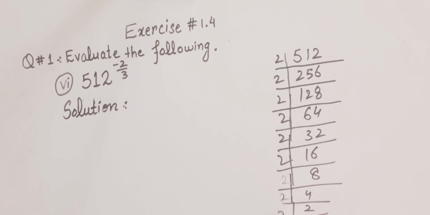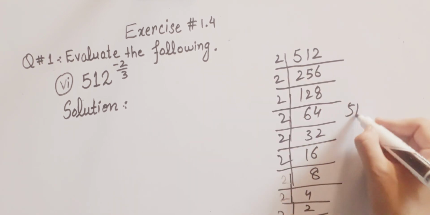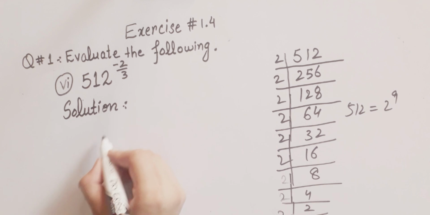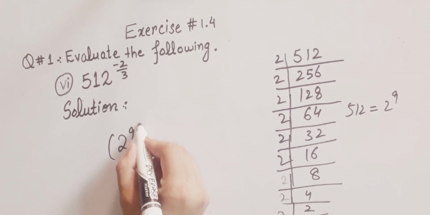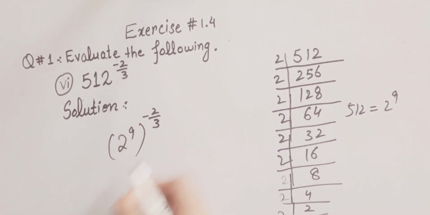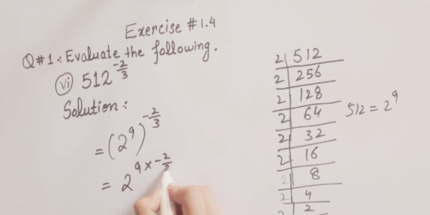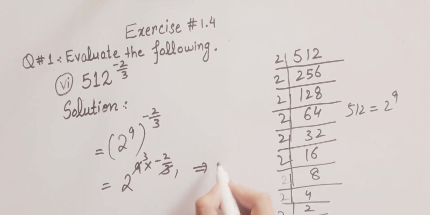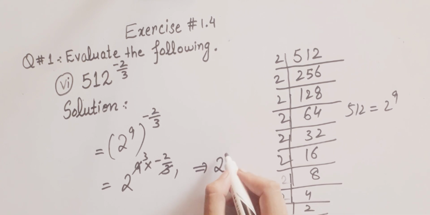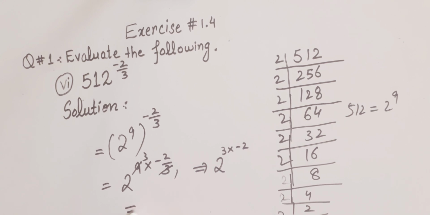So we have 2 power 9. 512 is equal to 2 power 9. So we will write 2 power 9, whole power minus 2 by 3. Now 9 multiplied by minus 2 by 3, we have 2 power 3 multiplied by minus 2, which is equal to 2 power minus 6. So this is the answer of this question. I hope you understand. Now we will do question number 2.